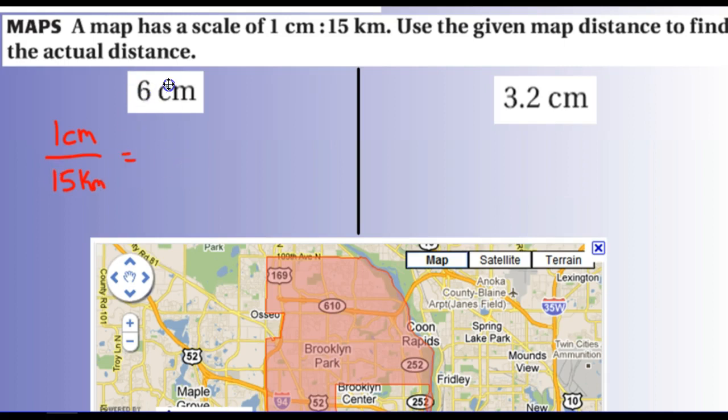Now what I'm given is 6 centimeters. So I'm going to line that up with my centimeters. So I get 6 centimeters over x, because I don't know what my kilometers are. So now I'm just going to cross multiply these.